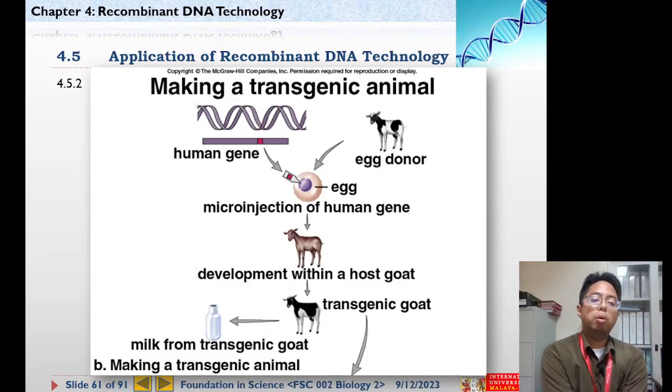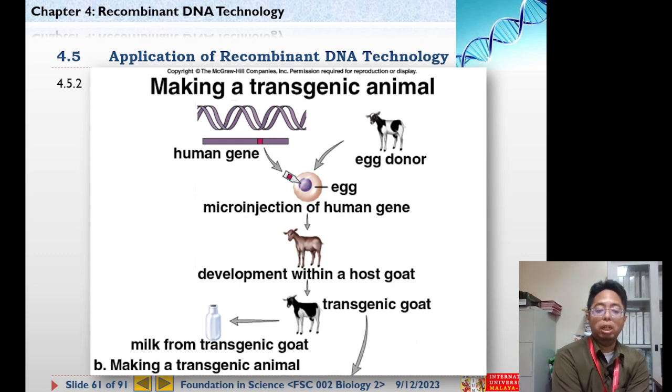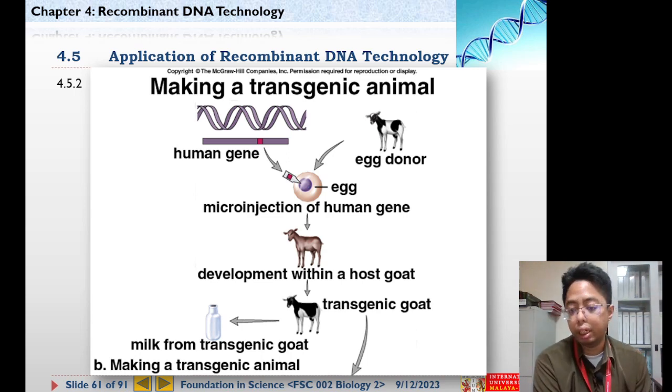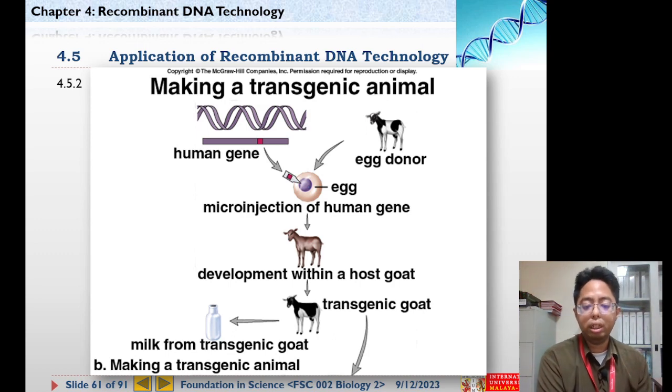You can see there, what is the origin of this gene? It is human. You put this human gene, inject it into the egg of the goat, and make it develop within a host. Now it grows up into a transgenic goat, a goat with a little bit of human DNA. This DNA will produce milk that has the enzyme that humans need to cure that disease.